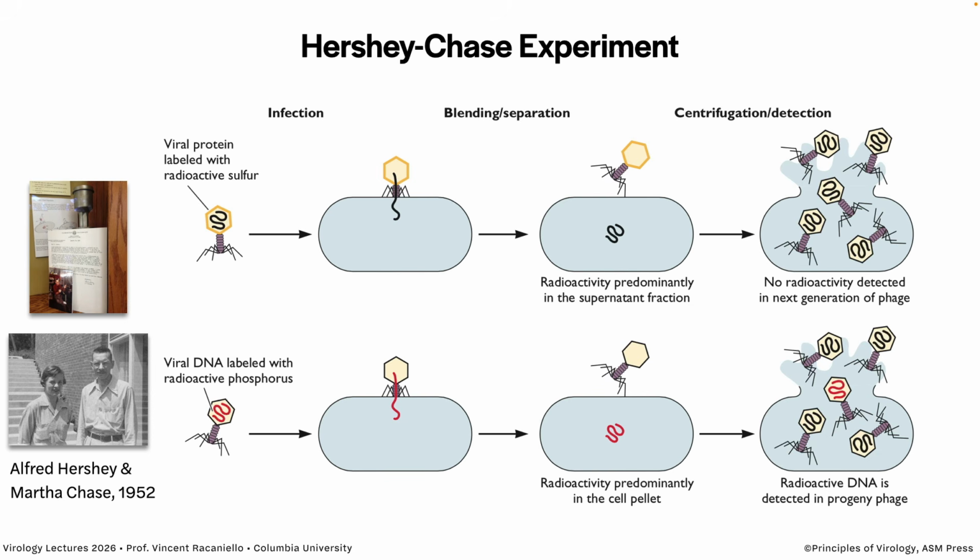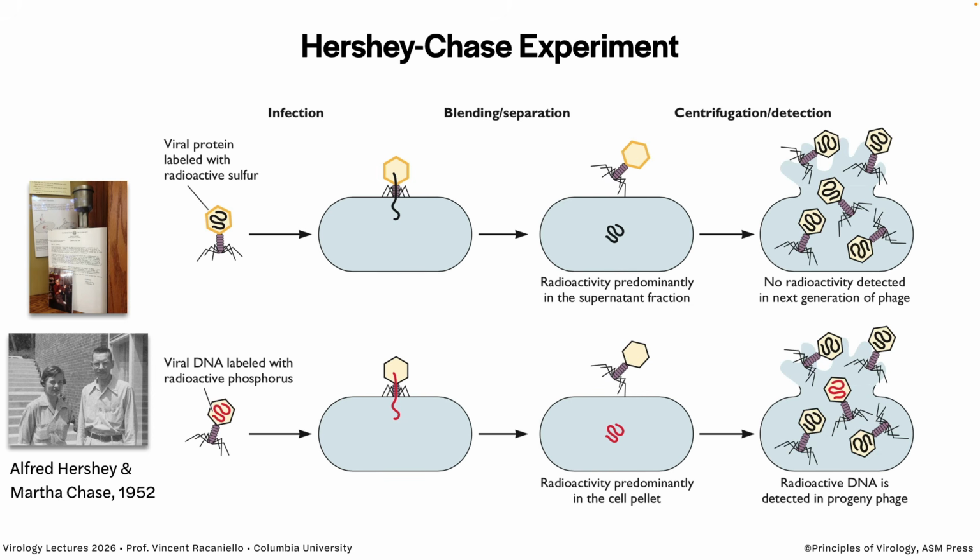So the Hershey-Chase experiment uses a kitchen blender. And if you go to Cold Spring Harbor out on Long Island, the laboratory, they have a library. And in the library, there is the kitchen blender that Hershey used. So there's Hershey, Al Hershey, and his technician, Martha Chase. They did this experiment in 1952.